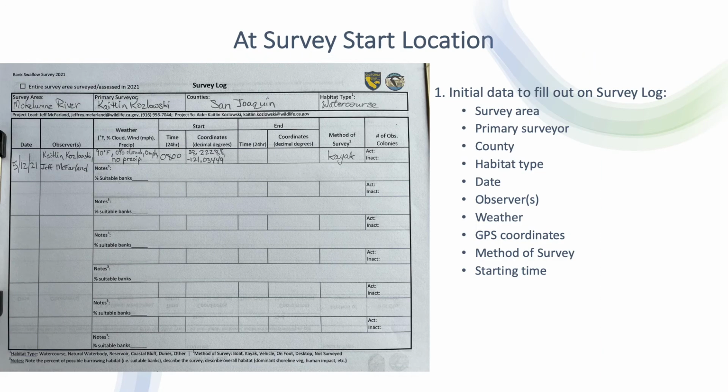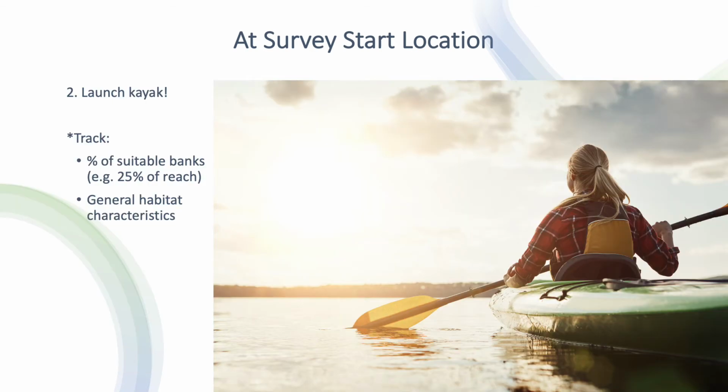Record the survey area, primary surveyor name, county, habitat type, date, observer names, weather, the GPS coordinates, and record your method of survey and start time. Once you have noted your start time, you have officially begun your survey. You can now launch your kayak.